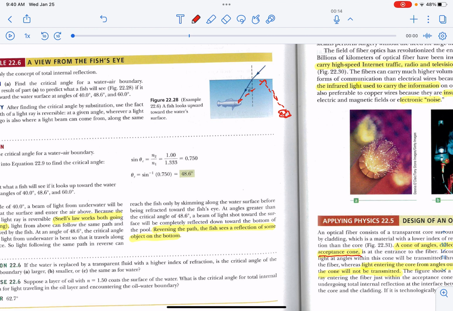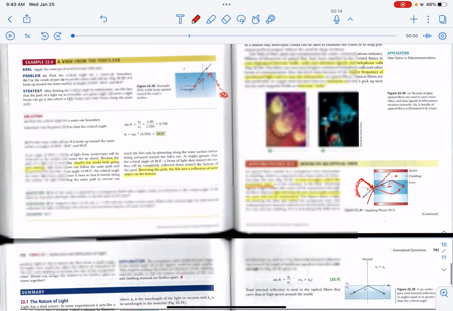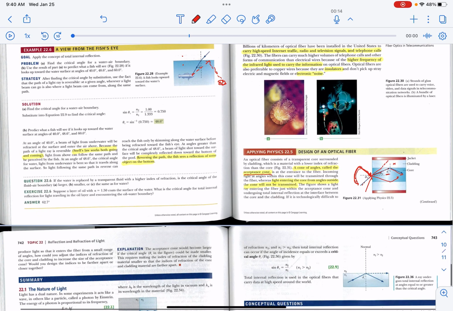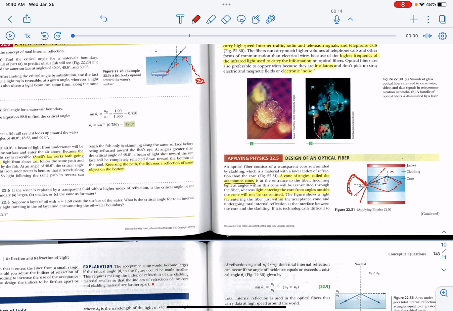Because remember, the index of refraction is greater here than it is here in the air above. It also means that at certain angles, the fish is not going to be able to see perhaps a predator or a person who's fishing. And that wraps up our discussion of chapter 22.